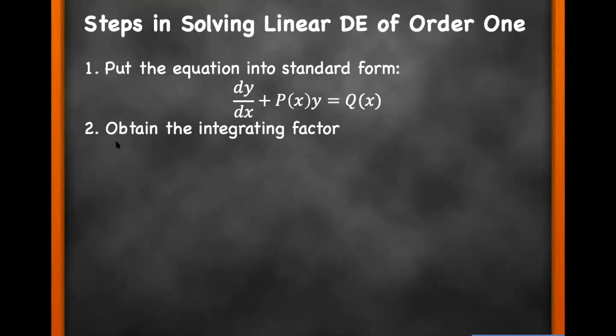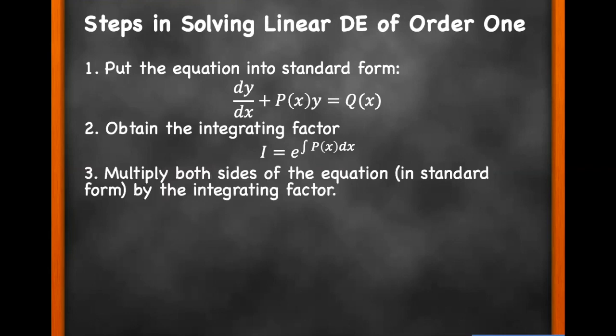Number 2, we obtain the integrating factor. So how do we obtain it? We use the formula we have just derived. I is equal to e raised to the integral of p as a function of x times dx. So by arranging the given equation into standard form, you can see what the value of p of x is. And the third is to multiply both sides of the equation, again in standard form, by the integrating factor. Okay, and finally, solve the resultant exact equation.